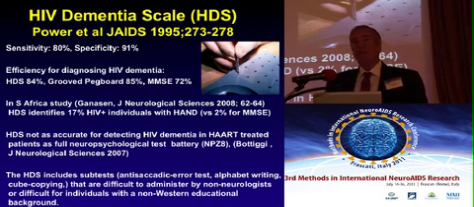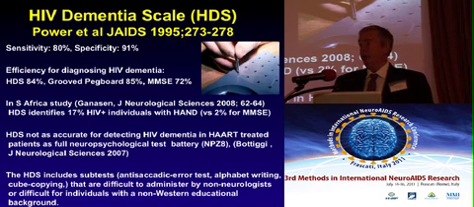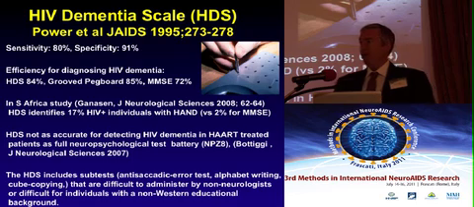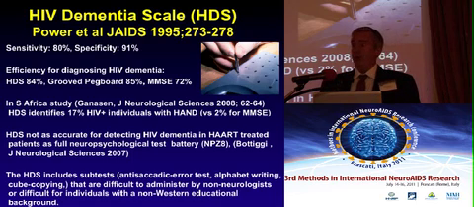Now, the HIV dementia scale has been used in resource-limited countries. For instance, in a study in South Africa done a few years ago, the HDS identified 17% of HIV-positive individuals with HAND compared to only 2% for the Mini Mental Status Exam. So it does seem to do better than the Mini Mental.